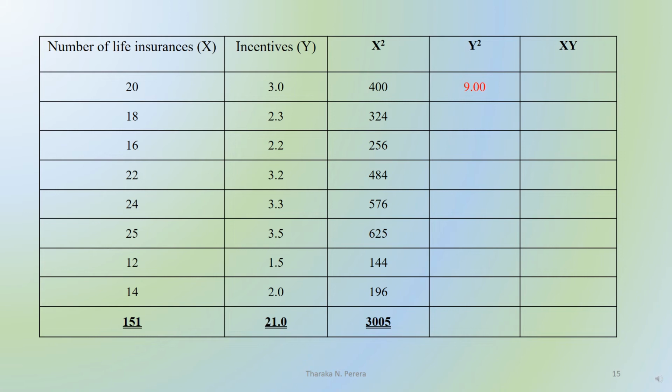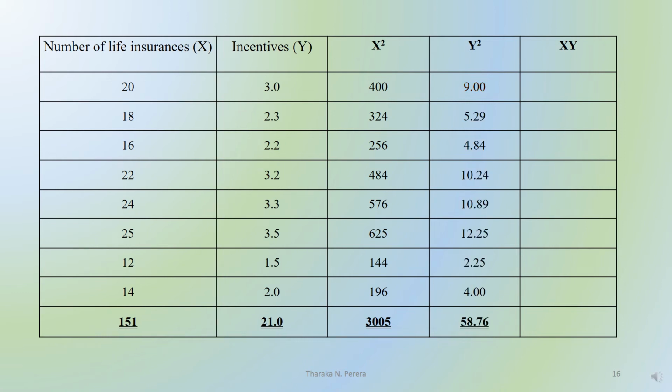The squared value of 2.3 is 5.29 and so on. Then get the summation of this column to get sigma y squared. Here, 58.76. For the last column, x times y, we have to fill in the x times y values with each element in the x and y columns.